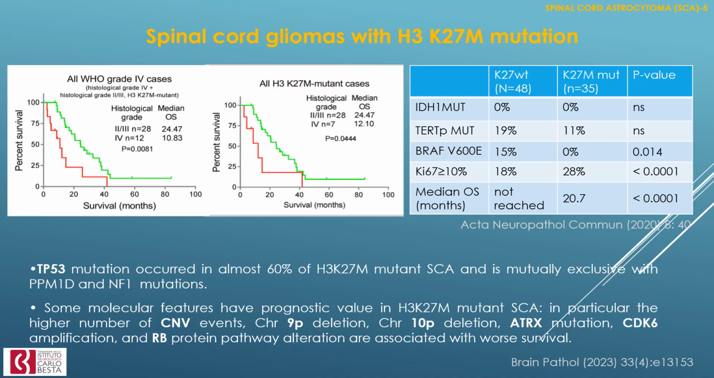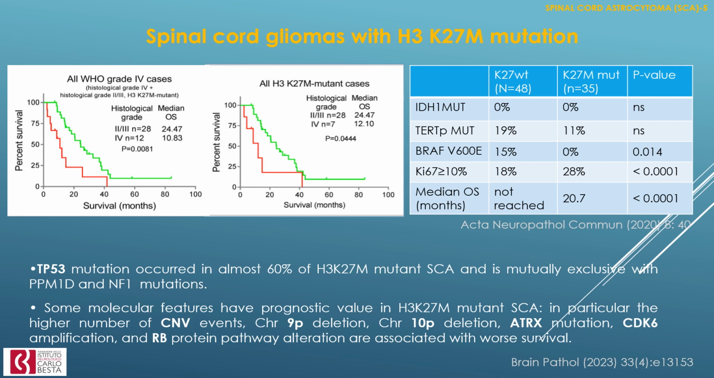We are going rapidly through a recent study by Chai and colleagues that characterizes spinal cord astrocytoma bearing or not H3K27 mutation. They show that although H3K27 mutant tumors are considered as grade 4, histological grade cannot be ignored when assessing the prognosis of mutant spinal cord astrocytoma.